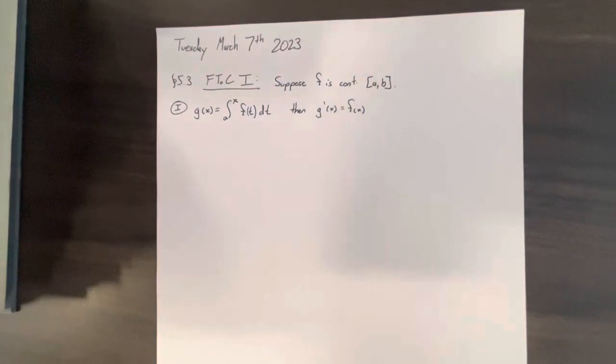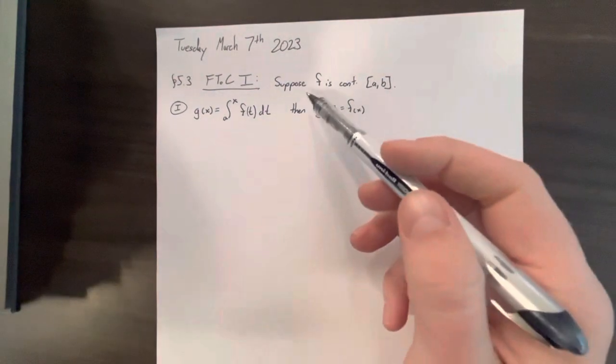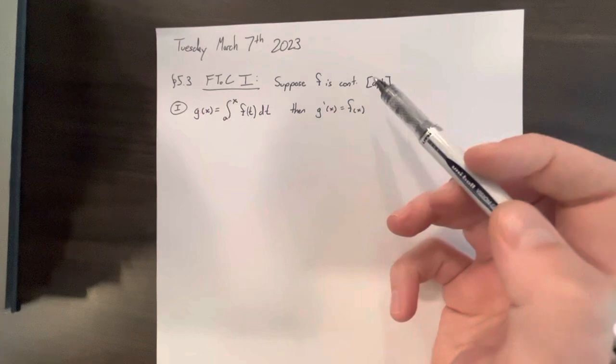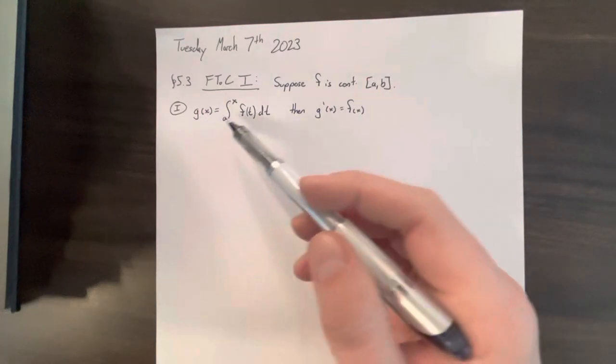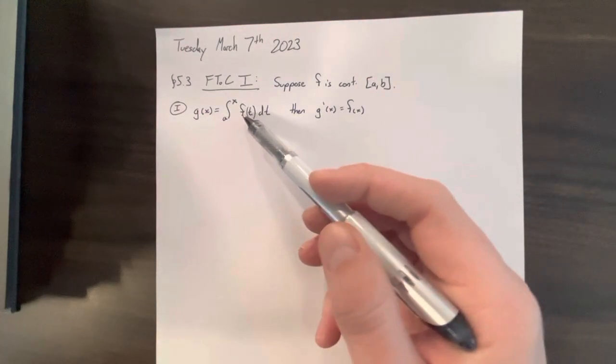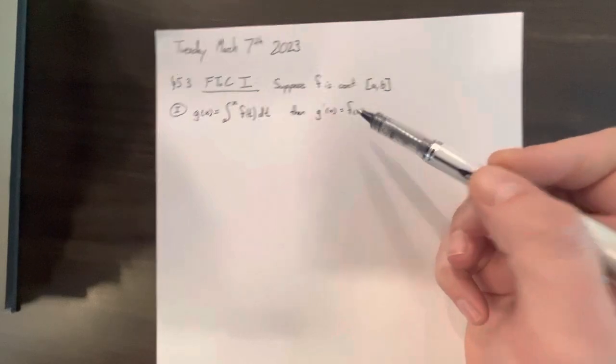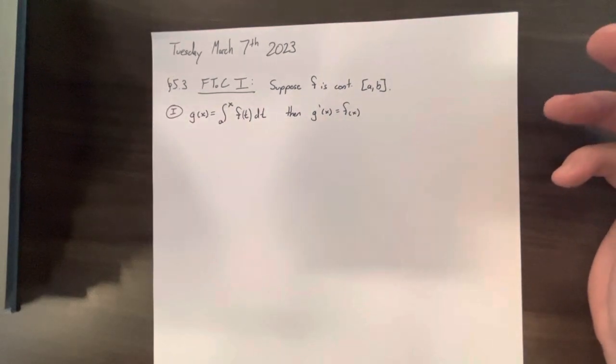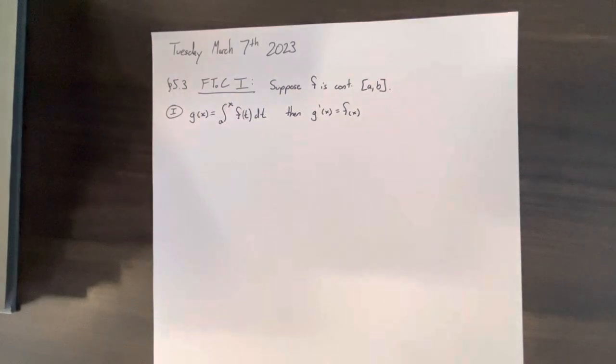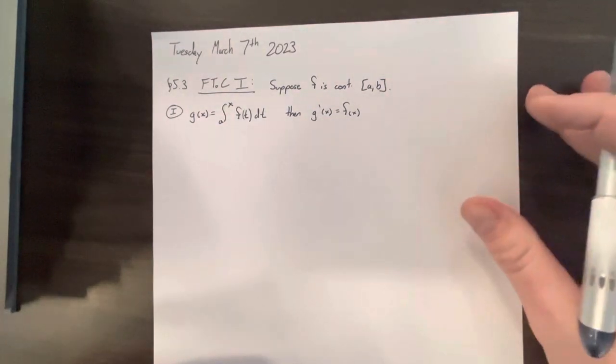I already have part 1 written here, and what it says, yet again, is we have to have f continuous. Then if we define some function g of x equals the integral from a to x of f of t dt, we know the derivative of g of x is just going to be f of x. It's definitely a little confusing, so let's do some questions where we can be like, oh, okay, I think I got a feel for it.